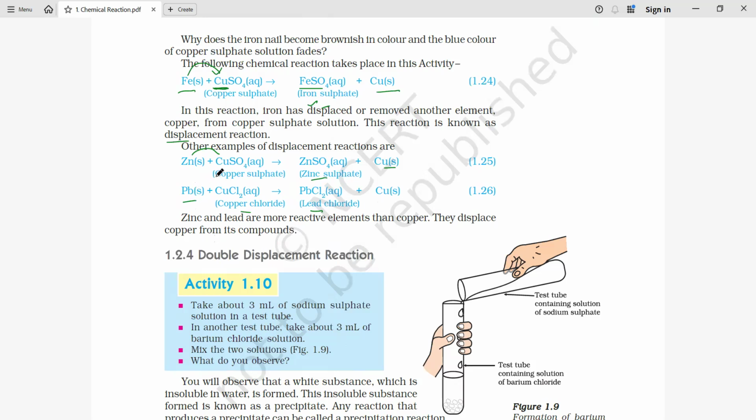So here zinc and lead are more reactive elements than copper. That's why they are able to displace copper from the compounds. So it is an example of the displacement reaction. Like this, you can take some reactions from the previous year questions and practice recognizing which type of reaction it is.